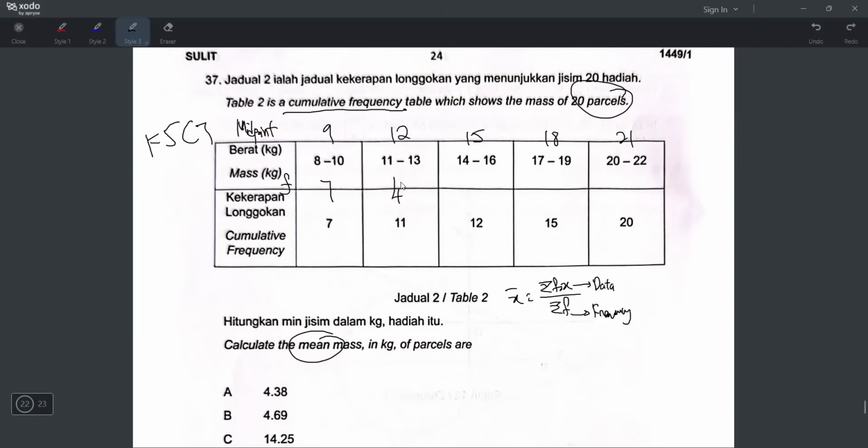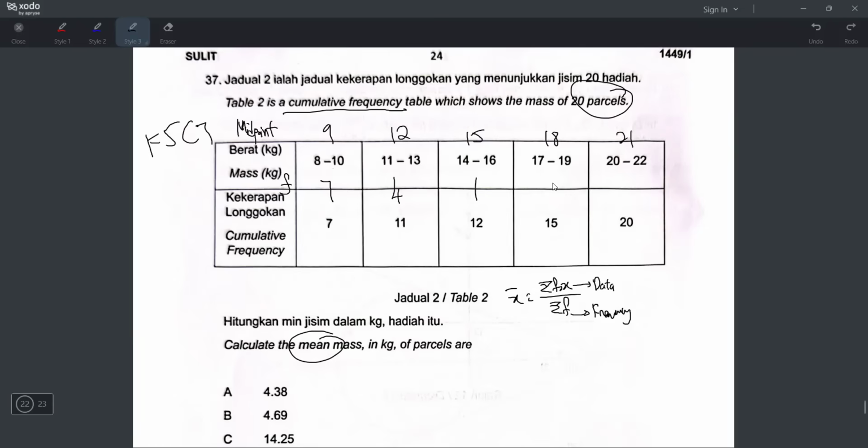Now tell me, what is the 12? It's this one plus this one plus this one. Because I told you, cumulative frequency means the frequency of that class plus all the previous class frequency. So how do you think I get this number? I just take 12 minus 4 minus 7. Or you can also say 12 minus 11. Just minus the number beside. So 12 minus 11 is 1. So this is the frequency.